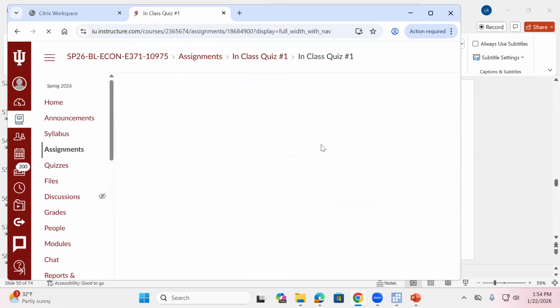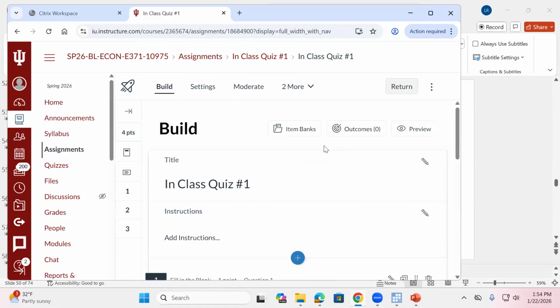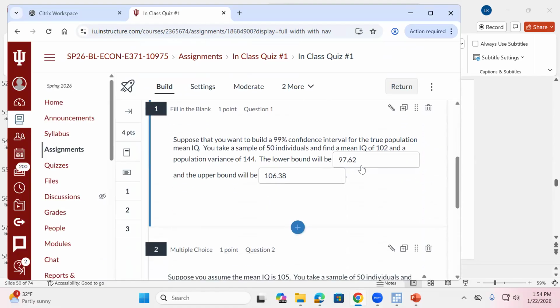I'm telling you the answers should be, this is where if you're paying any ounce of attention and you're in class, you should get this correct. If you weren't in class and you somehow guess these values, holy cow, right? So 97.62 and 106.38 should be the answers to that first question, okay? We'll work through this once again on Tuesday's class after we've talked a little bit more about confidence intervals.